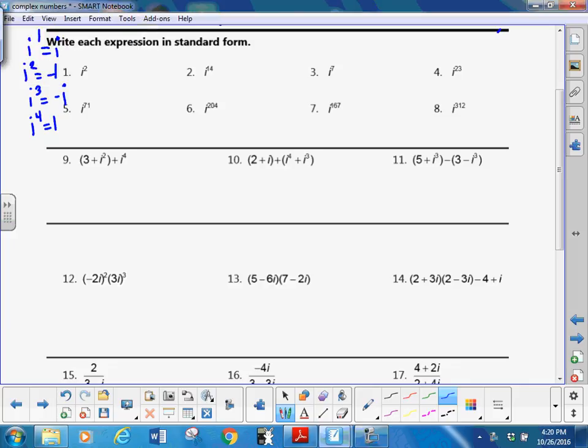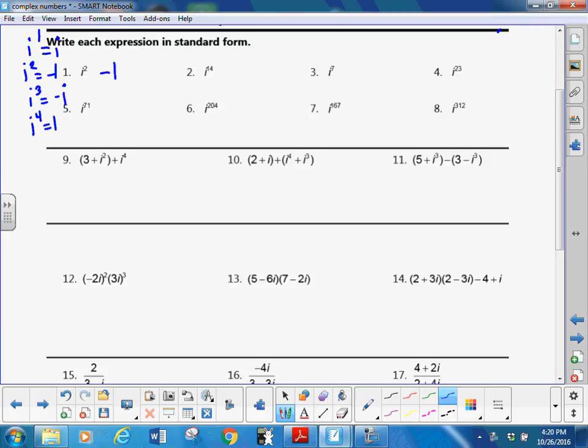Work some of your homework problems with you. The first one is write each expression in standard form. You're going to want to have your pattern handy for your i's to do this. So for number 1, i squared, I go to my pattern and look, i squared is equal to negative 1.